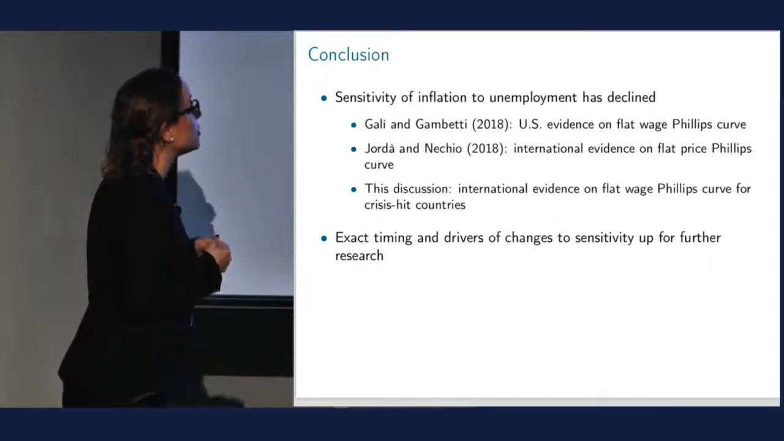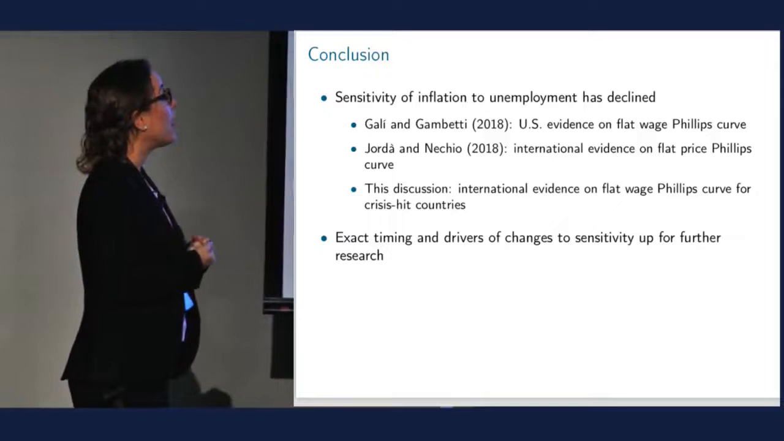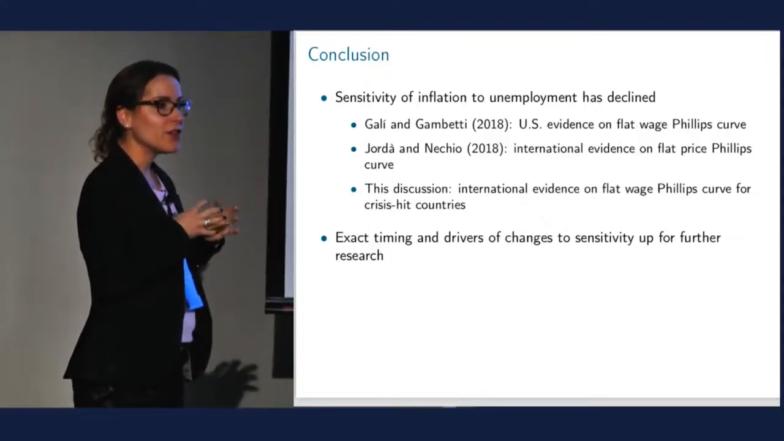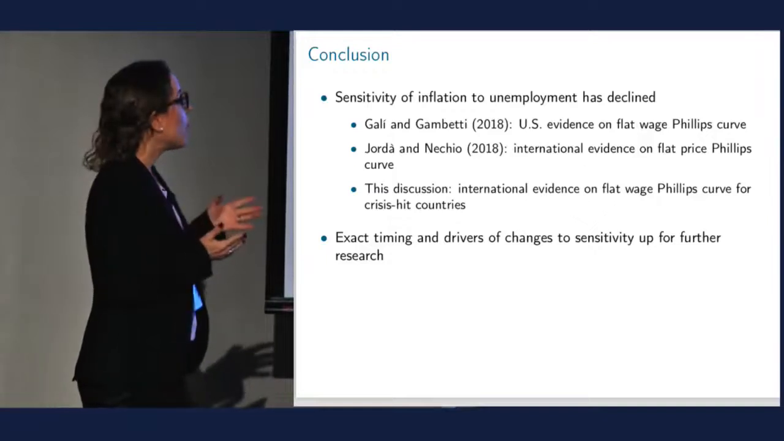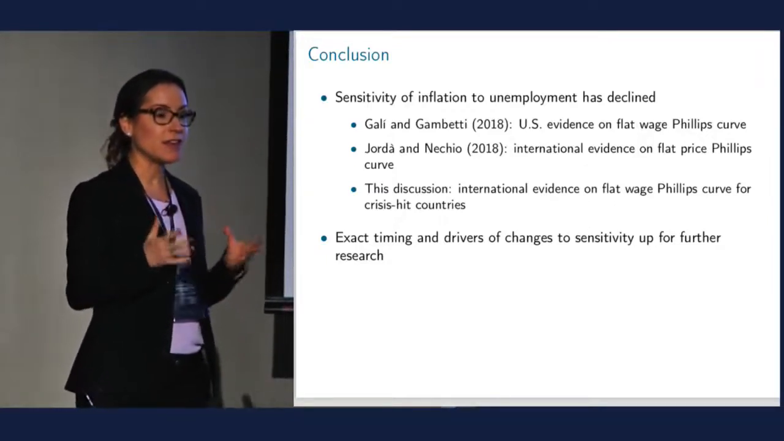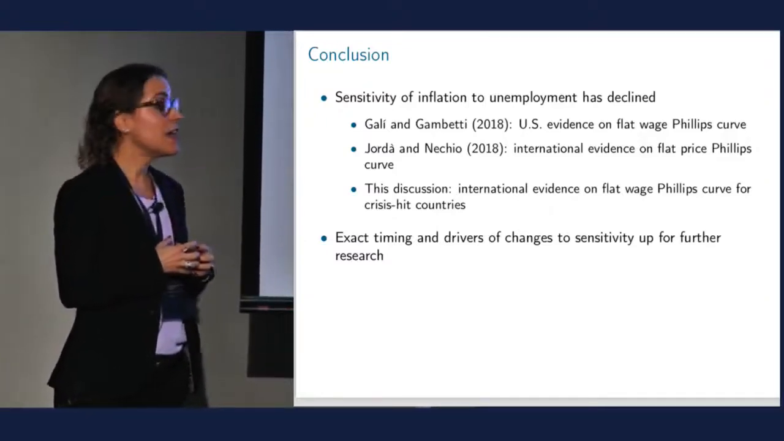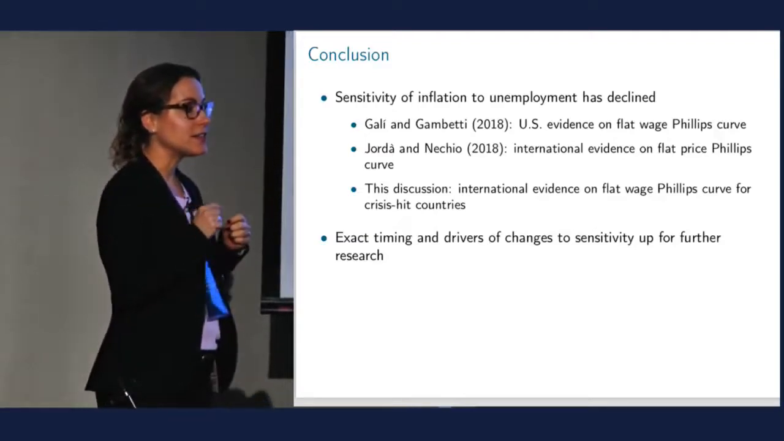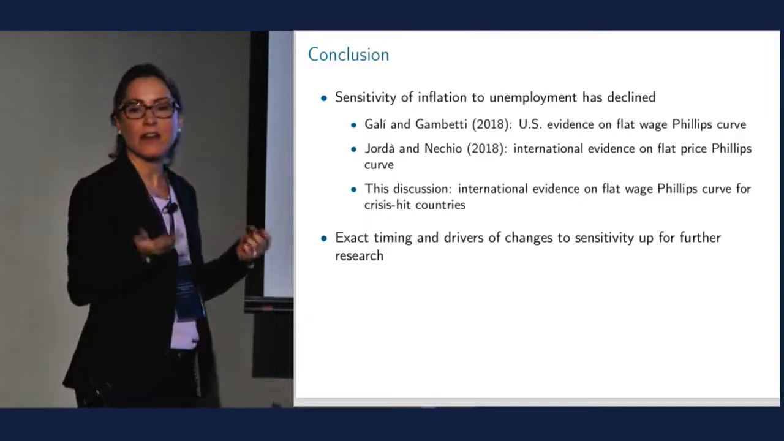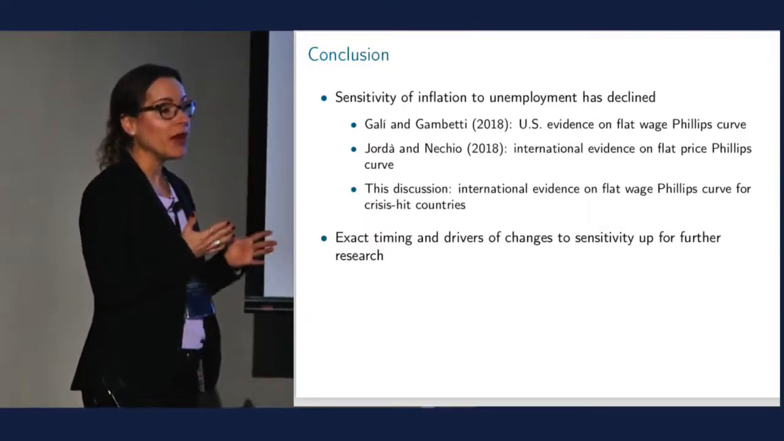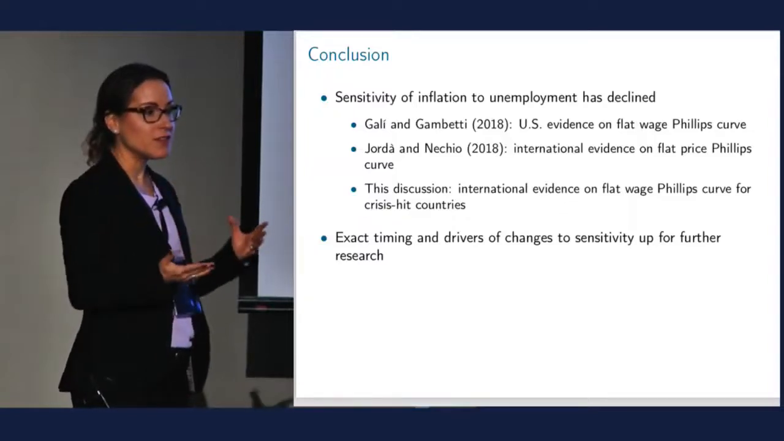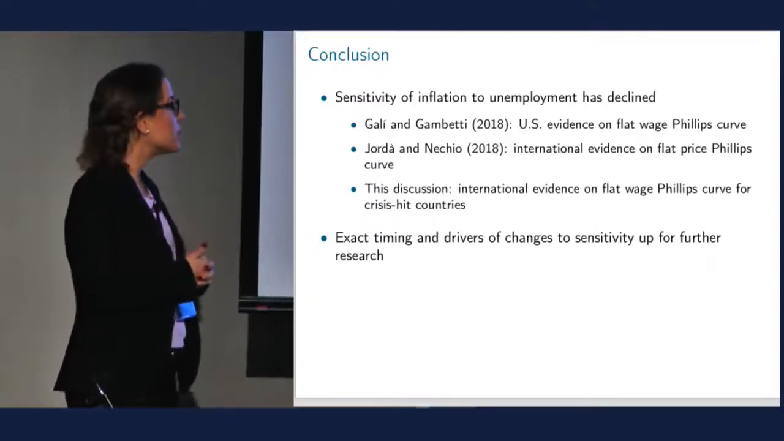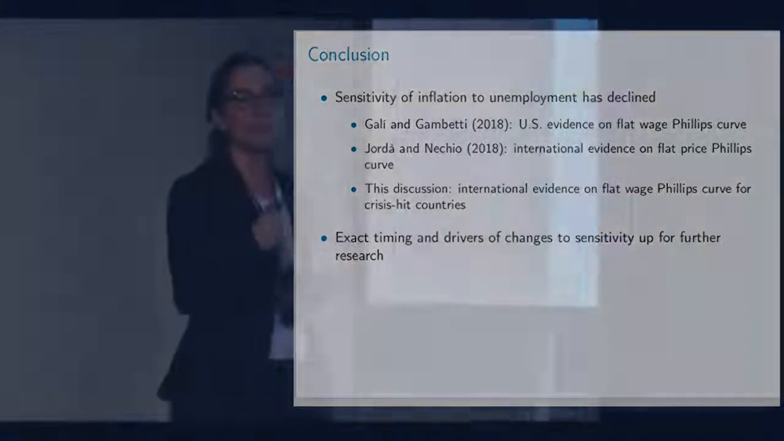In this discussion, what I did was show that the international evidence also points to a flat wage Phillips curve, but it shows that there is a very strong correlation between this flattening and the episode of the financial crisis. So after all this, what I think is missing in terms of mapping the results of the two papers is pinning down exactly the timing of the decline, when it started to happen, and whether it was driven by the crisis or not. Some results are pointing in one direction, some in another. I think we have a consensus of a flatter Phillips curve, but it's still a question for further research to study more the timing and what is behind the decline in the sensitivity. Thank you.